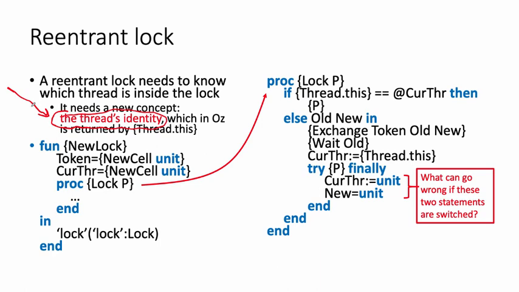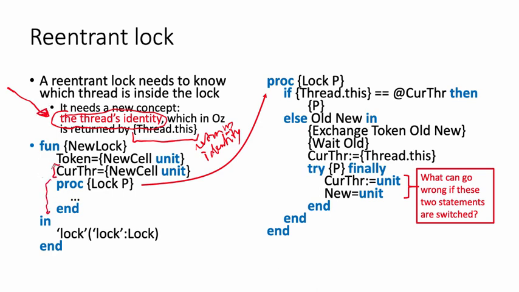So different languages do it in different ways. In Oz, I have an operation called thread.this. Thread is a module, and thread.this is a zero-argument function. It returns the identity, a constant, which is kind of the name of the thread. It returns the identity, and then we can compare and see if it's the same thread. Okay? So with this, we can make it reentrant.